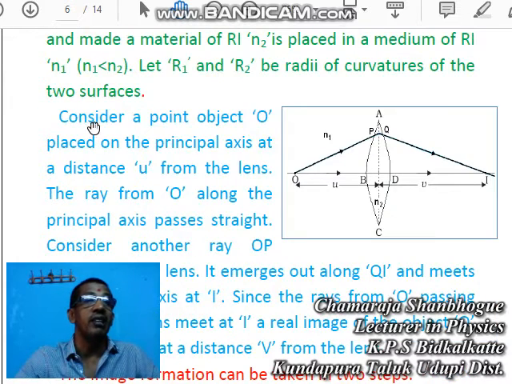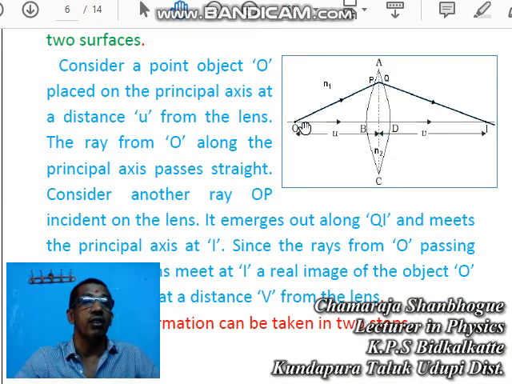Here, consider a point object O. This point object O is placed on the principal axis at a distance u from the optic center. The intersection point is there, no? This is the optic center. This is u. I is the image, v. This is the incident ray. This is the refracted ray.